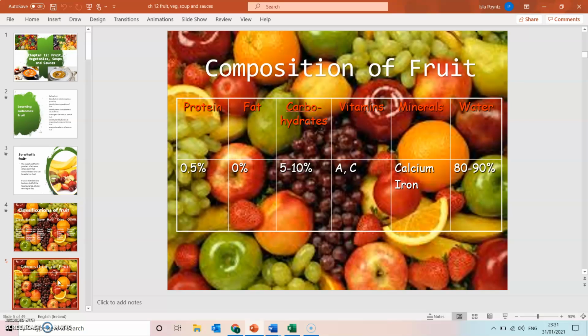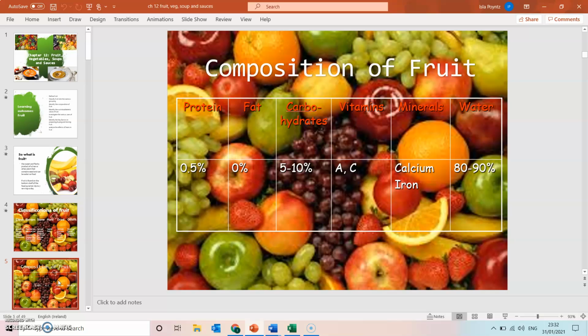Protein, fat, carbohydrates, vitamins, minerals and water. And if fruit doesn't contain any of those, you need to say that. It's just as important to say that as not. So very minimal protein, 0.5%. So virtually no protein, okay? Just a trace. And the word trace means a very small amount. 0.5%, and of course it's going to be low biological value. Fat is 0%, so there is no fat, so great for the slimmers or weight-reducing diets.